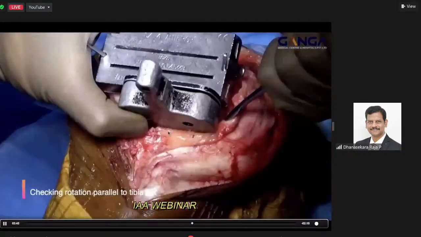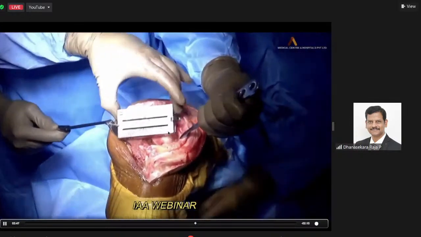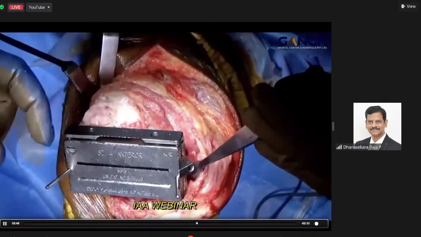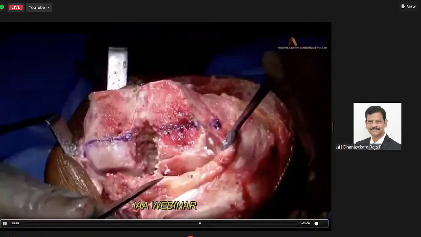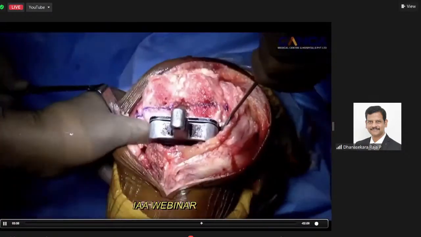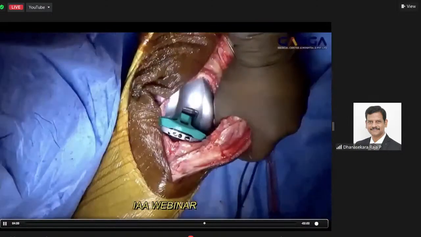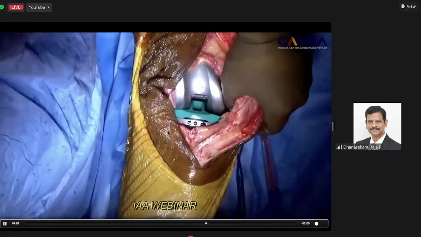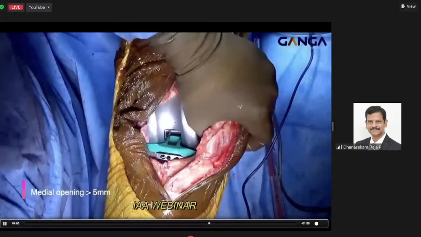You can use this block and Ranawat block to check the gaps so that both gaps are equal in flexion and extension. So it is 5 mm more on the medial side, both in flexion and extension. We complete the cuts, remove the posterior osteophytes, and I always use a PS knee, so it's a notch cut. Again, you can see medially the gap is more. The knee is opening up more medially, laterally is tight.